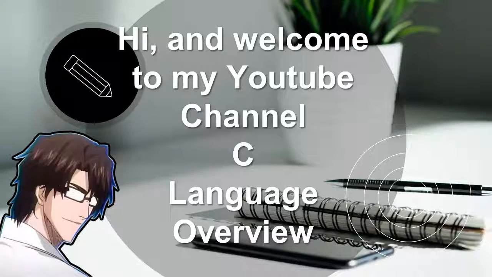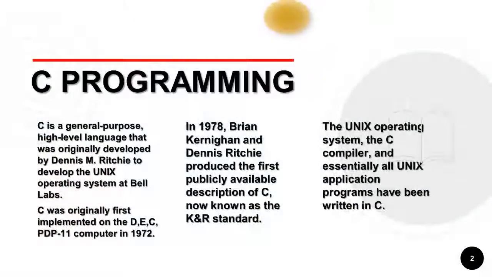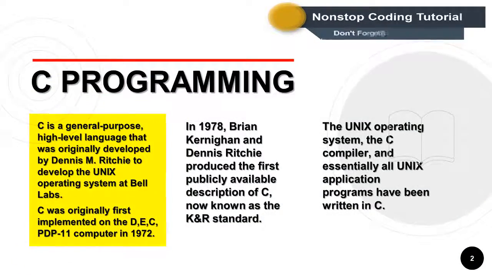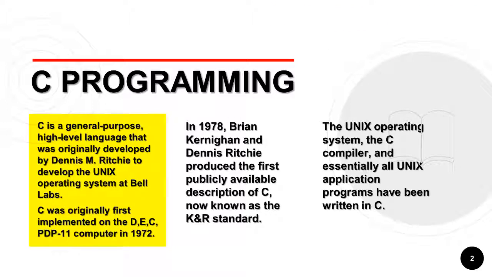In this tutorial, we're going to talk about the C language. Overview. C is a general-purpose, high-level language that was originally developed by Dennis M. Ritchie to develop the Unix operating system at Bell Labs. C was originally first implemented on the DEC PDP-11 computer in 1972.